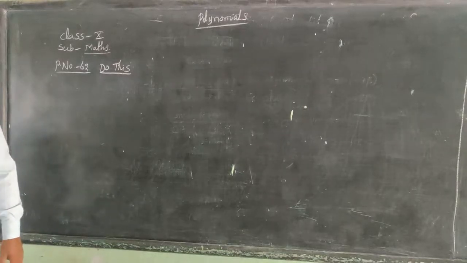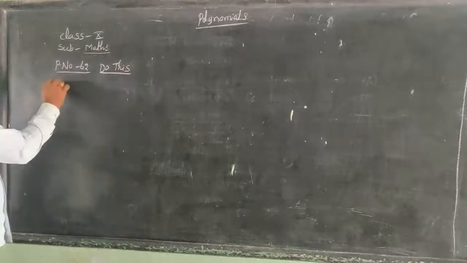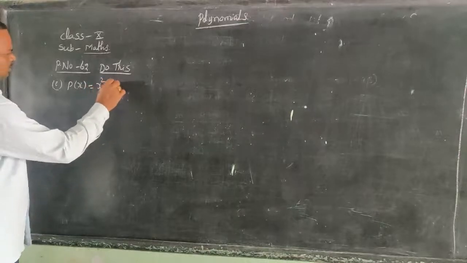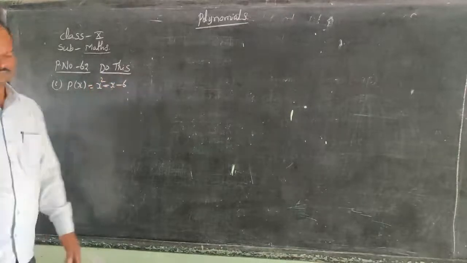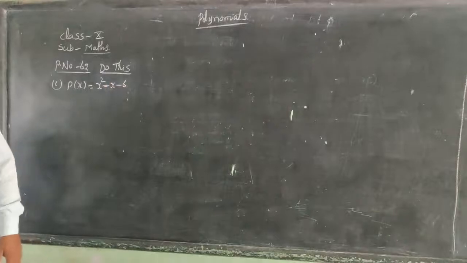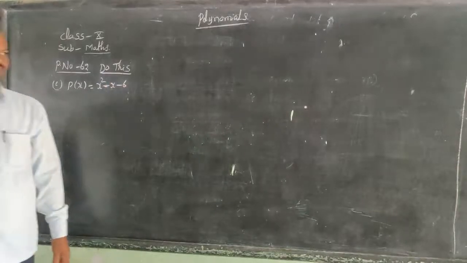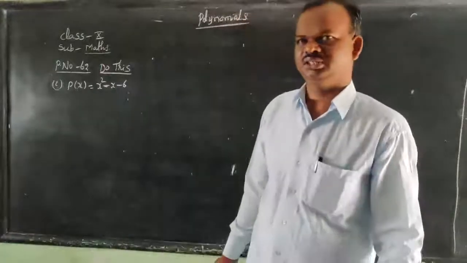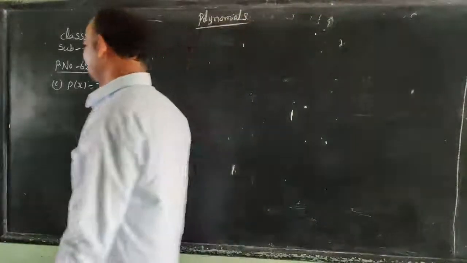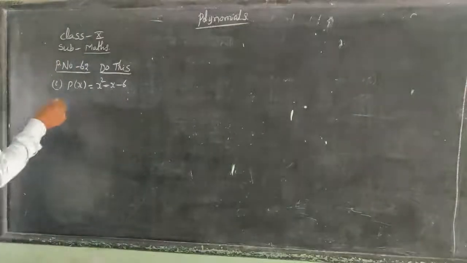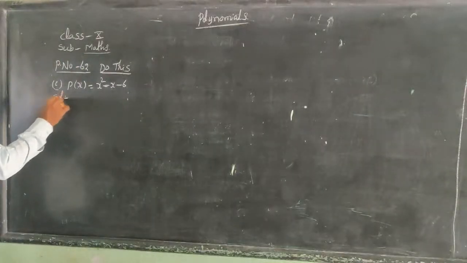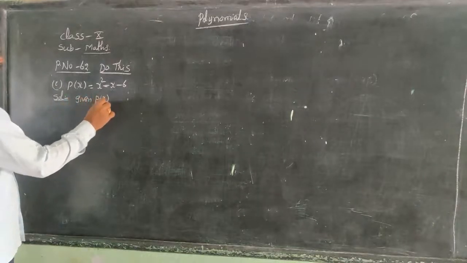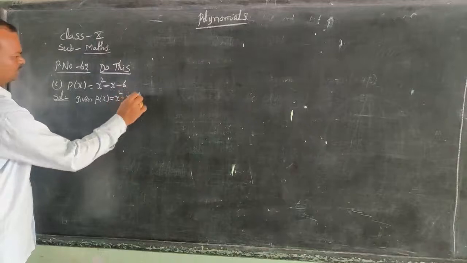And the first one is P of x is equal to x square minus x minus 6. To find the zeros of the polynomial and verify the relationship, first of all we find the zeros of the polynomial. That means, the solution is given: P of x is equal to x square minus x minus 6.